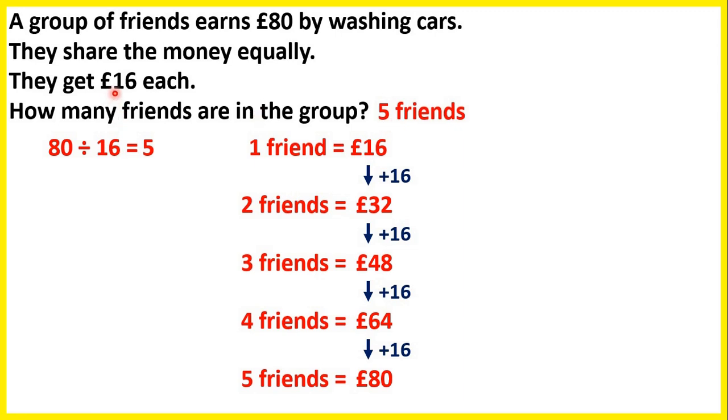The other way of working this out is to spot that they get £16 each. So if there were 10 friends and they got £16 each, that would be £160. But £80 is half of 160, so if 10 times 16 is 160, that means 5 times 16 will be 80, so we know that there are 5 friends who each get £16, and that comes to a total of £80.